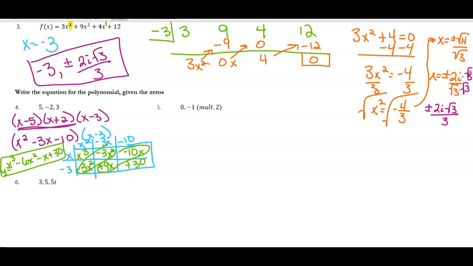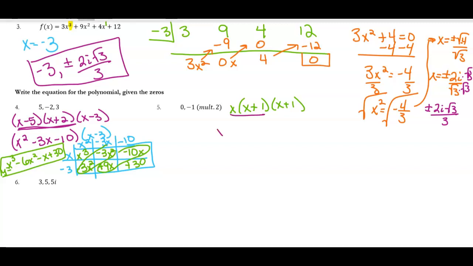Okay? All right, this one, when you have multiplicity of 2, so a 0 just means it's an x, nothing in parentheses, and then multiplicity of 2 means you have it twice. Okay, so multiply that out and see what you get, and then press play.